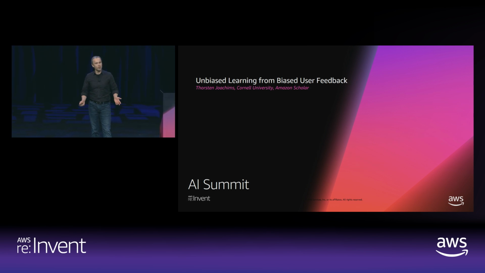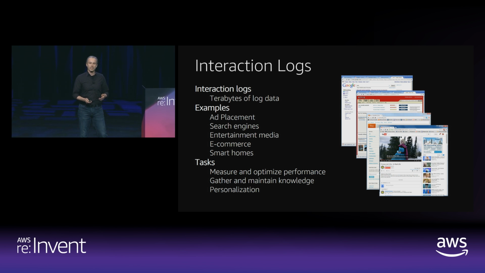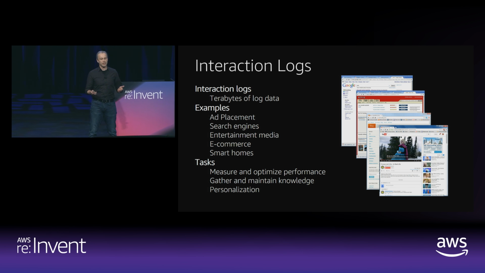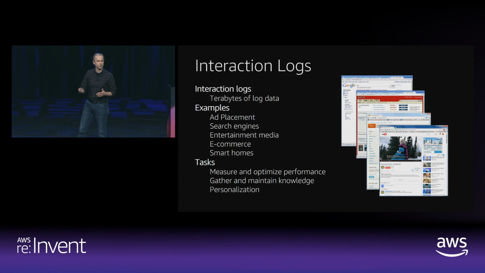So I'm here both in my role as faculty member at Cornell as well as Amazon Scholar working with Amazon Music, because in both roles, what I do is research on learning from interaction logs. And what I mean by interaction logs, it's the logs from these systems that we're all collectively building and using: ad placement systems, search engines, e-commerce sites, recommender systems, and more, also systems that interface with the physical world, like smart homes and self-driving cars. All of these systems log the interactions that our users have with them.